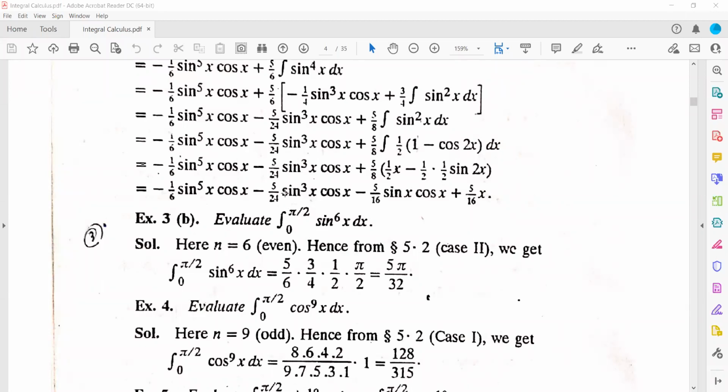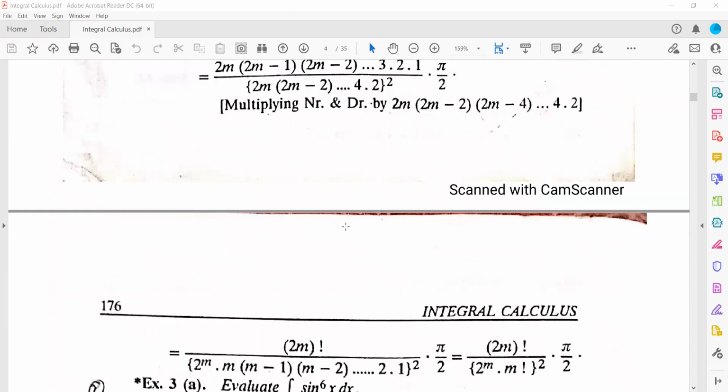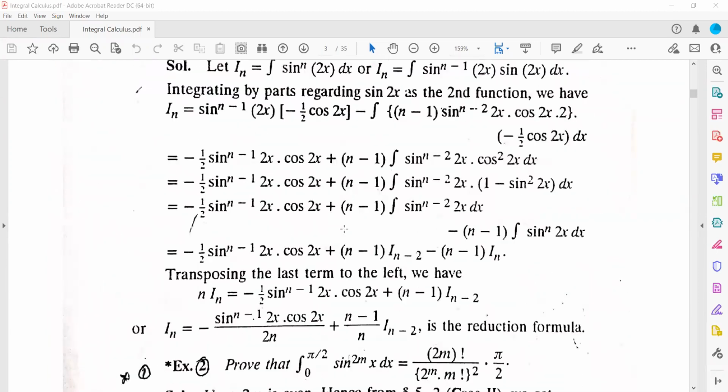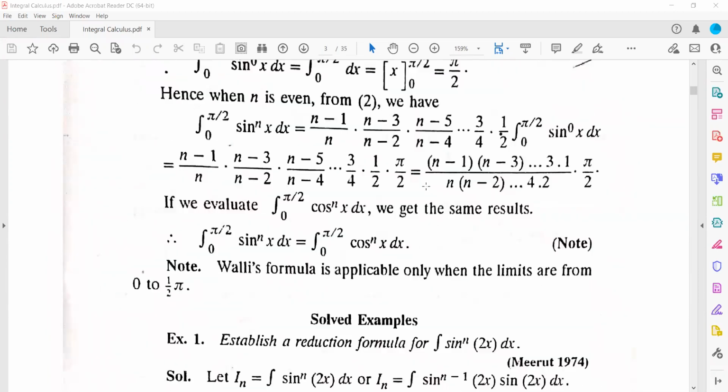So obviously you know what the Wallis formula is. Just now I have discussed. Here n is even. And for even n, the Wallis formula is: n minus 1, n minus 3, dot dot 3 into 1, divided by n into n minus 2, dot dot 4 into 2, into pi by 2. Simple.